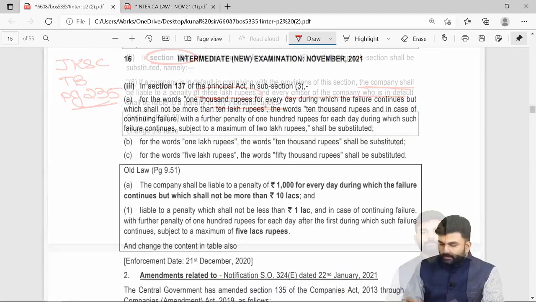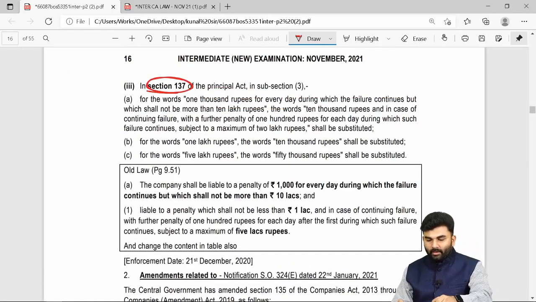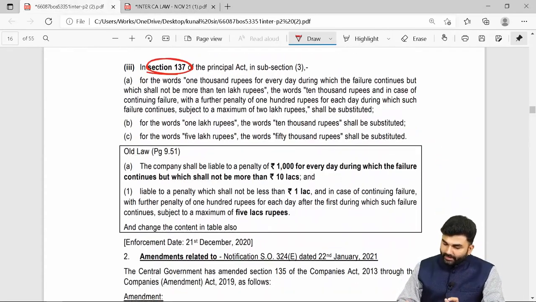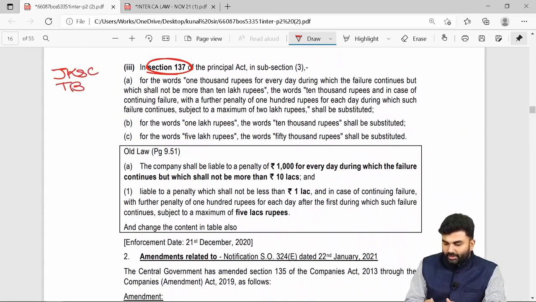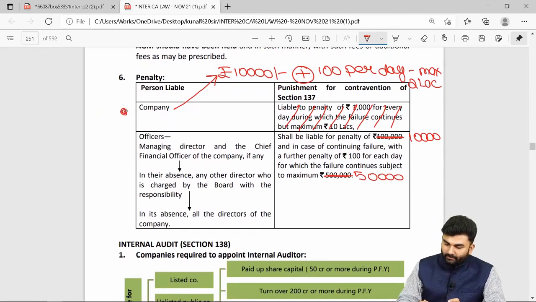50,000 rupees. The last change we have to make is under section number 137, which you will come across in your JKS's textbook, page number 247. This change you will have to make in your JKS's textbook, page number 247. Okay, you will come across two penalties over here.